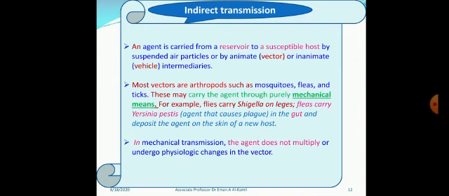The fleas carry Yersinia pestis, as we mentioned, which is the causative agent of plague, in the gut, and deposit the agent on the skin of a new host, and it will cause infection in a new human. So it just carries it without any change, development, or multiplication inside the vector. This is called mechanical transmission, where the agent does not multiply or develop into further changes inside the vector.